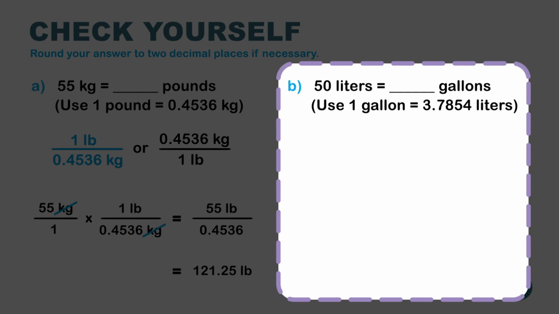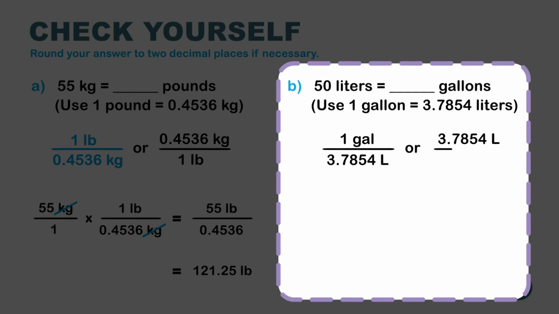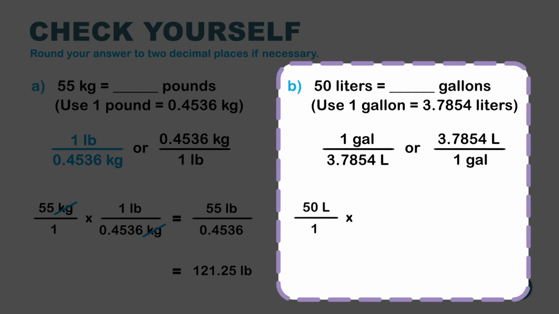They asked me to change 50 liters into gallons. What I need to know, well, how many liters are in 1 gallon? And from this conversion statement, I can get my 2 fractions, my 2 unit conversion factors. Then I'm going to take what is given. I was given 50 liters, and I want to multiply by one of these 2 fractions so the word liter cancels out, and that will be the first one.